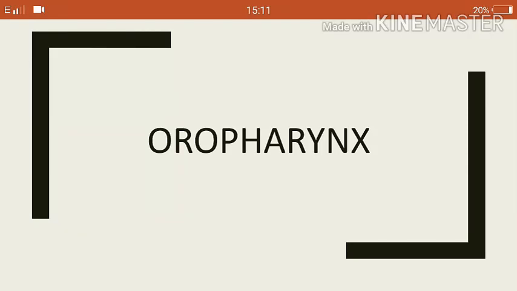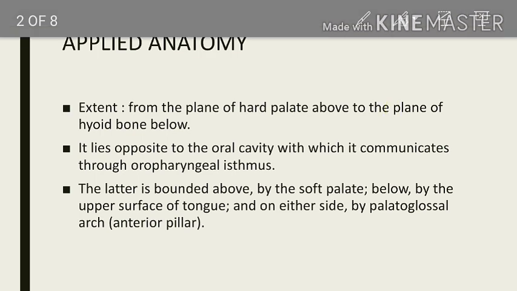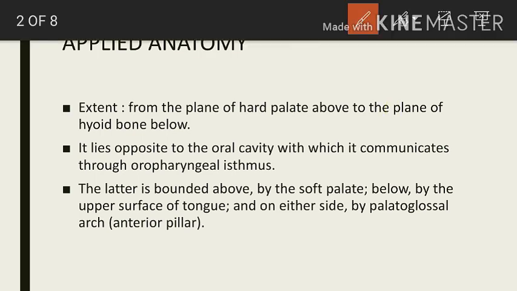Now moving on from the nasopharynx to the oropharynx, we'll be talking about the applied anatomy. Firstly, its extent. It extends from the plane of the hard palate above to the plane of the hyoid bone below. So it's the hard palate above and the hyoid bone below. Now where does it lie? It lies exactly opposite to the oral cavity, and through this it communicates through the oropharyngeal isthmus.